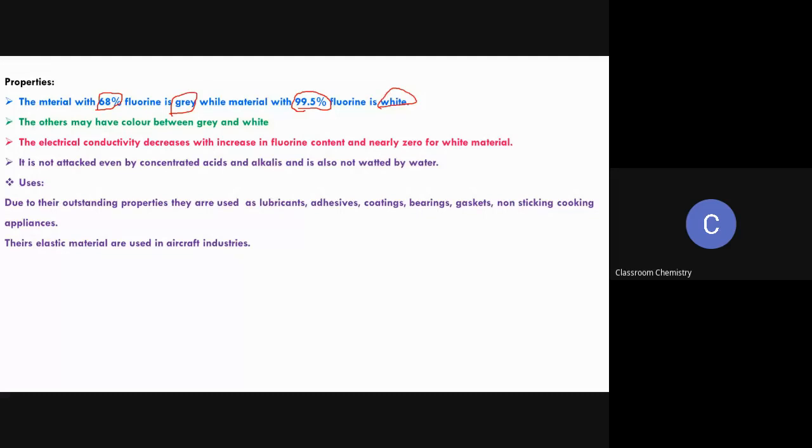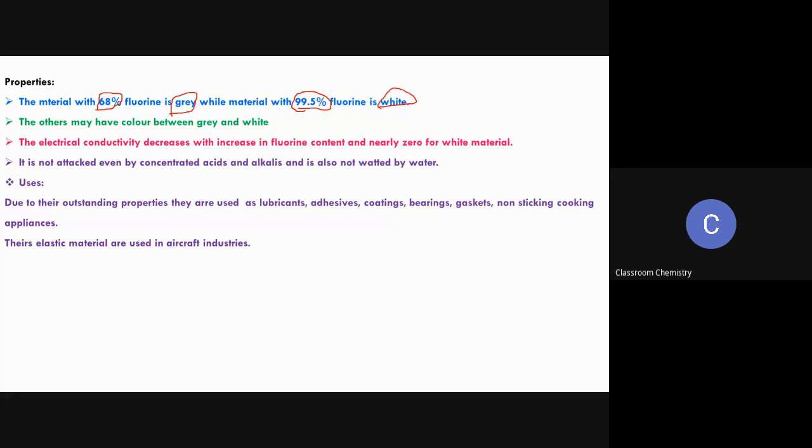Fluorocarbons. Then the electrical conductivity. So you see the electrical conductivity decreases with increasing the fluorine content and is nearly zero for white material. So this is a distinguished and very important point related to the electrical behavior of the fluorocarbons.